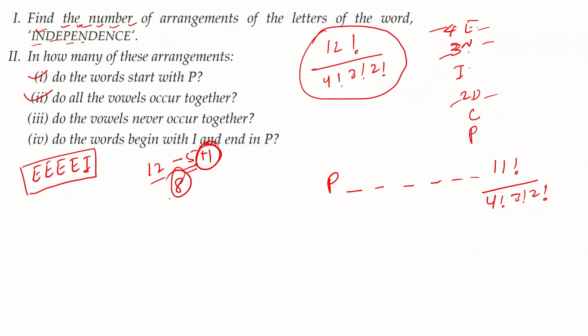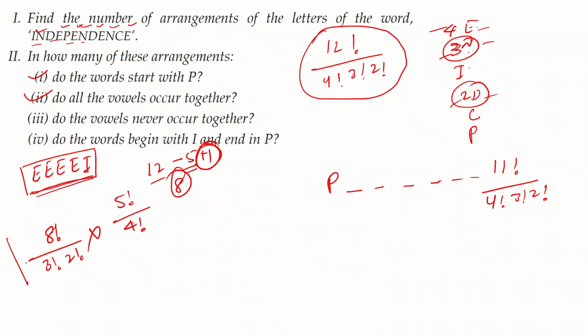Alright? Okay. So they can be arranged in 8 factorial divided by, now we have 3 N's and 2 D's. So 3 factorial by 2 factorial. But at the same time, these vowels can also be arranged among themselves in 5 factorial by 4 factorial ways, because there are 5 letters in all and 4 of them are E's. So these are the number of ways in which all the vowels are always together.